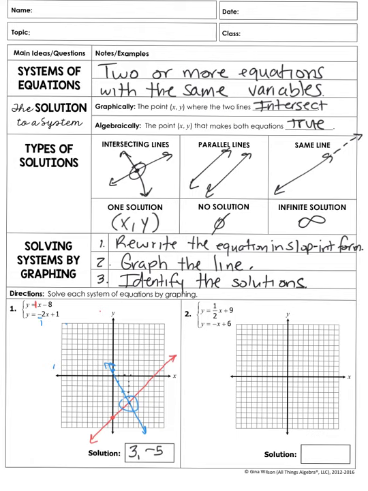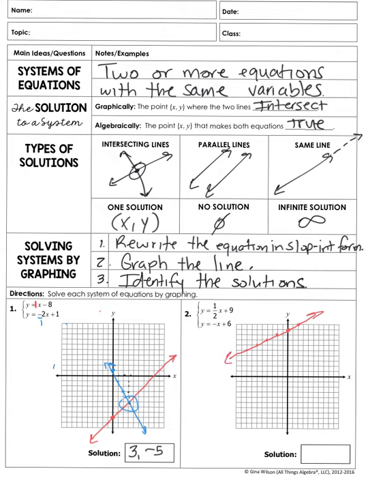Number 2, y equals 1/2 x plus 9. Well, the y-intercept is there at 9, and then the slope is up 1 over 2, so going the other way, down 1, left 2, down 1, left 2, down 1, left 2. All right, there's my first line.